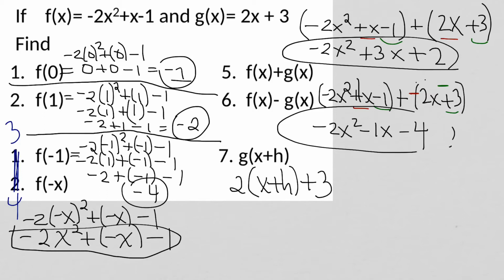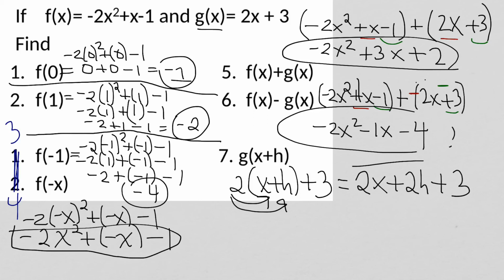All right, for the last one here, I'm doing g of x plus h. So I'm plugging in x plus h for the x in the g function. And it's going to say 2 times x plus h plus 3. Well, how can I simplify this even more? Well, I'm going to distribute and carry the 2 inside. So it becomes 2x plus 2h plus 3. There are no like terms to combine, so here is my final answer.